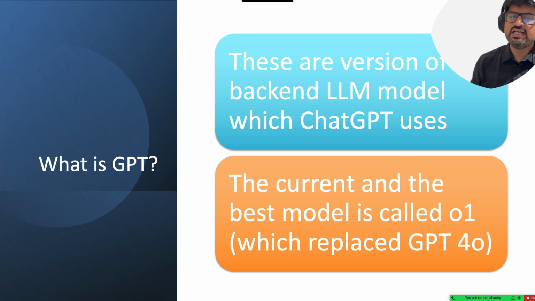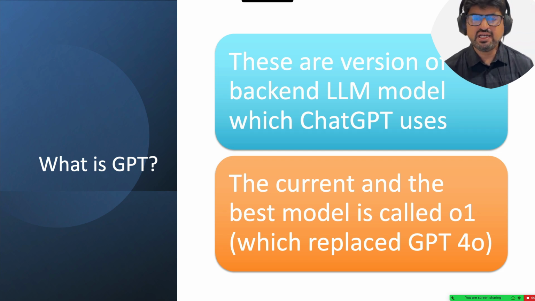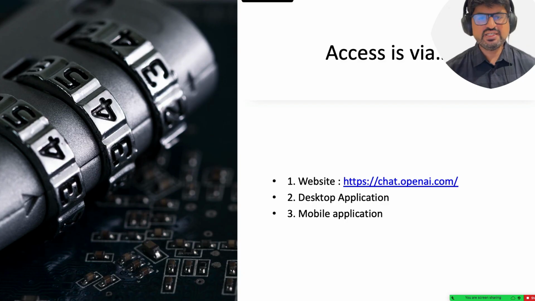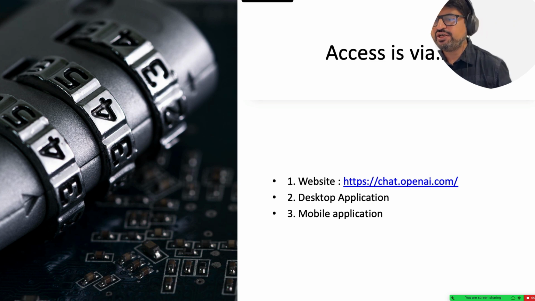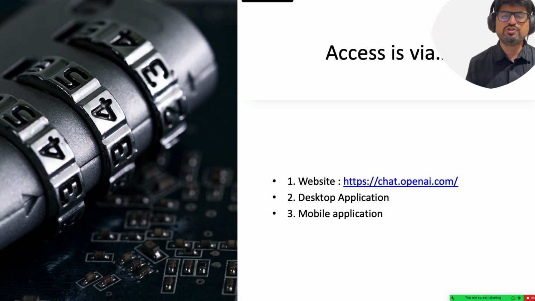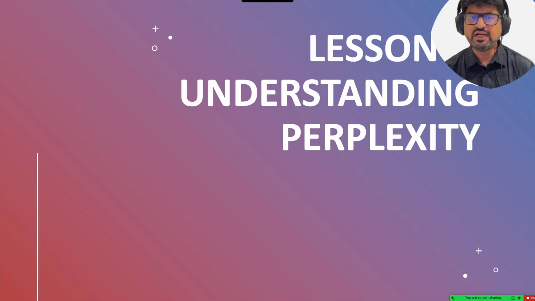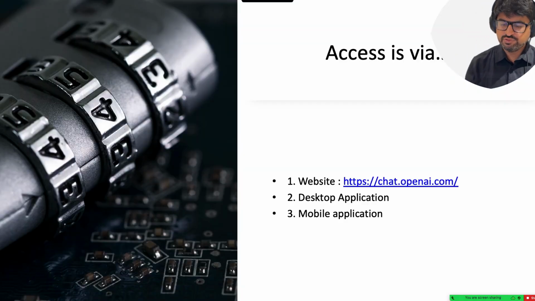ChatGPT is basically, GPT is the LLM model. Currently, the most advanced model is the o1 model, which comes from the project Strawberry, which is what ChatGPT is now moving towards. It's very easy to access ChatGPT. You can go to chat.openai.com, or you can directly go to chatgpt.com. It also has a desktop application and a mobile application, so you can download that in your system and use it, right?